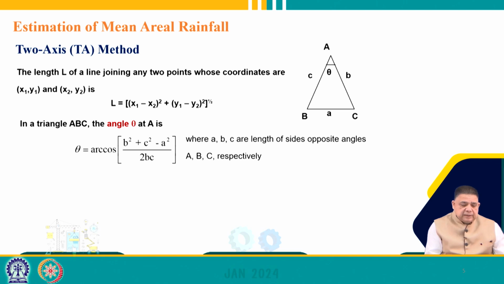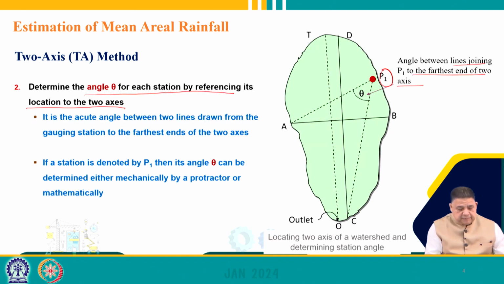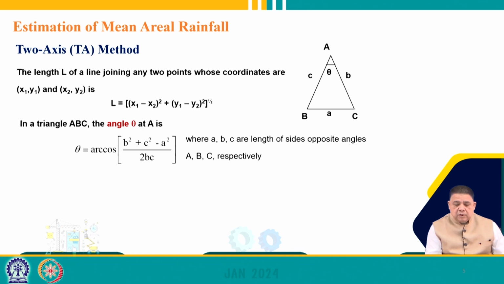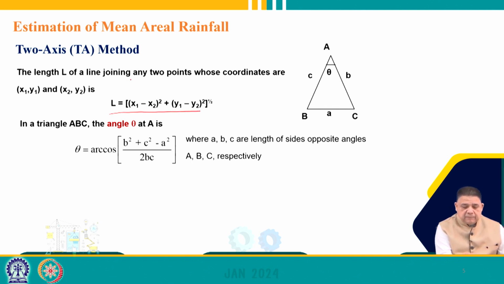Of course, we can determine this angle theta either mechanically by a protractor, or we can use mathematical equations. Because we have located the 3 points A, B, C, and we know the coordinates, we know the distances between A, B, C. We can find the distances by using this relationship: the length L joining any 2 points whose coordinates are x1, y1 and x2, y2 is given by this relationship.